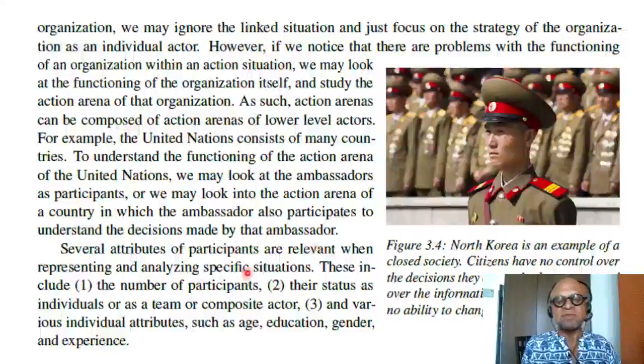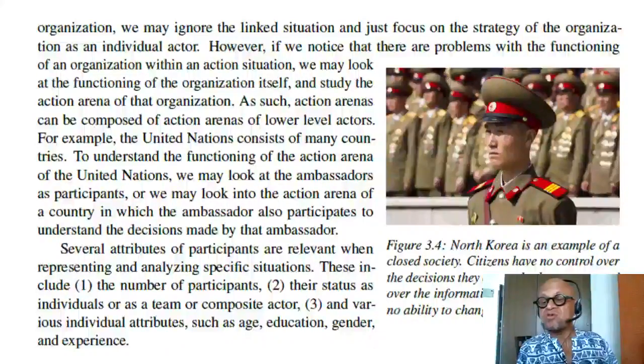Several attributes of participants are relevant when representing and analyzing specific situations. These include number of participants, their status as individuals or a team or composite actor, and various individual attributes such as age, education, gender, and experience.